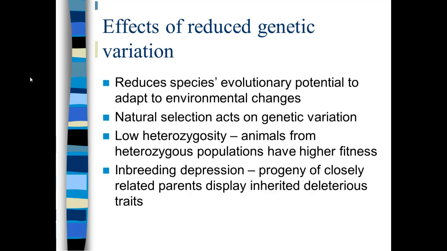There's also inbreeding depression. This is why you don't marry your cousins, because those deleterious traits can all of a sudden become homozygous in certain progeny. And when those traits are homozygous, then you start to lose individuals due to genetic disease that's associated with inbreeding.